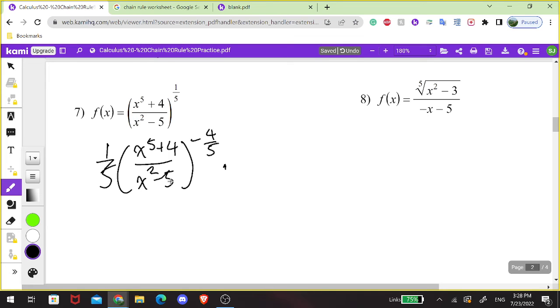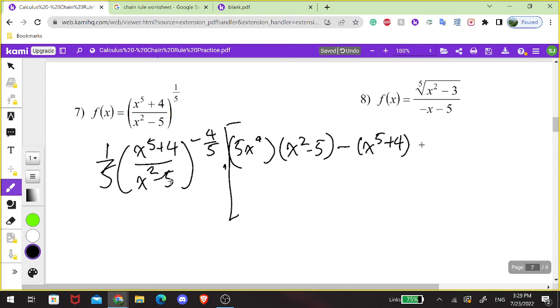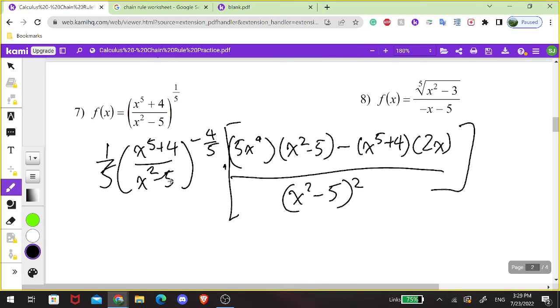So this will be the derivative of the top, 5x to the 4th, times the normal of the bottom, minus, let me draw a giant bracket here, minus the top the same, x to the 5th plus 4, times the derivative of the bottom, which would be 2x, all over x squared minus 5 squared. And that's it.